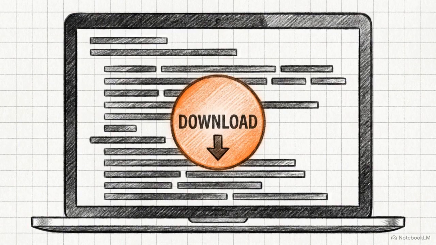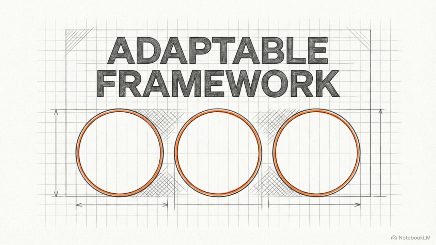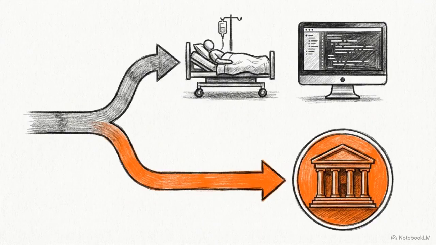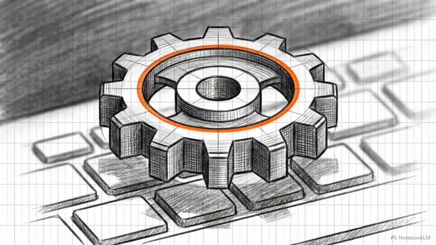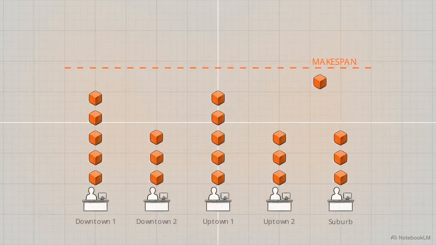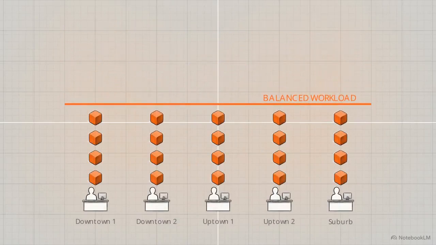Download the script linked below and open your code editor. The logic we are setting up today is flexible. It applies whether you are routing hospital beds, IT support tickets, or government services. By the end of this video, you will have an automated tool that takes a list of disorganized service requests and organizes them into a balanced workload.